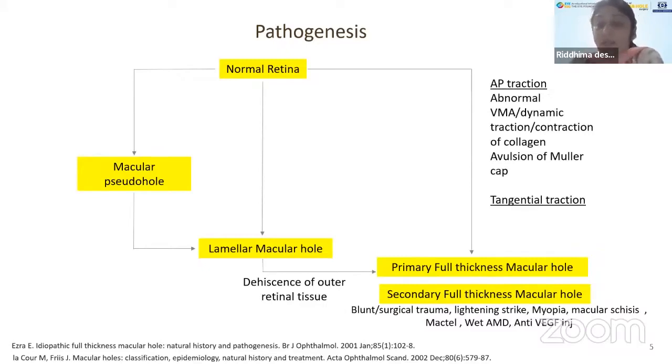Secondary full thickness macular holes are due to other causes, and they are not associated with concomitant VMT.